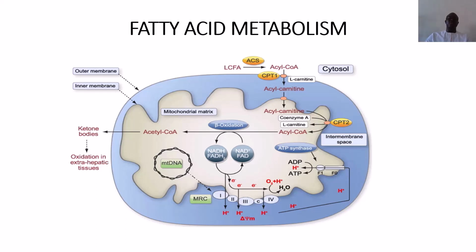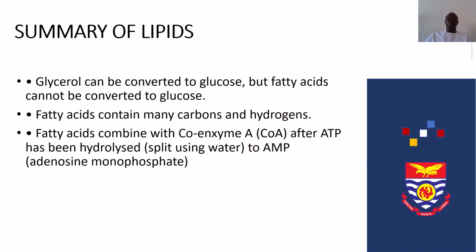Then the process begins in the cytosol, where you have acetyl coenzyme A moving to acetyl carnitine, then acetyl carnitine coenzyme A moving in through beta oxidation and NAD and FAD, giving us NADH, FADH, and the process continues. So, summary of lipids: glycerol can be converted to glucose, but fatty acids cannot be converted to glucose.